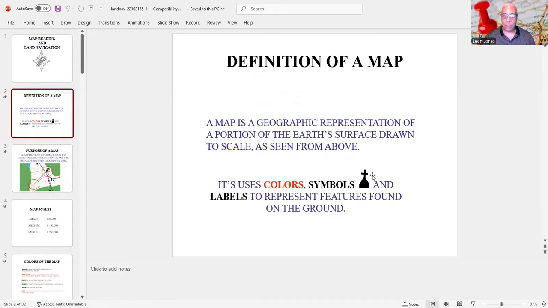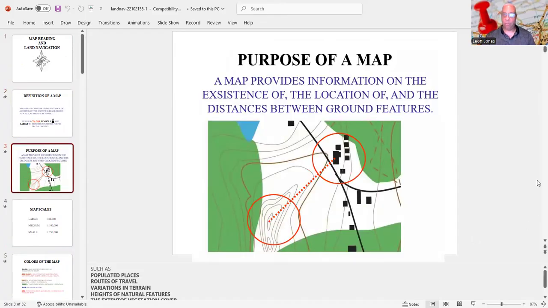Now, the definition of a map is it's a geographic representation of a portion of the Earth's surface drawn to scale. It uses colors, symbols, and labels to represent features found on the ground. And the purpose of a map, again, it provides information on the existence of, the location of, and the distances between ground features, as you see right here.